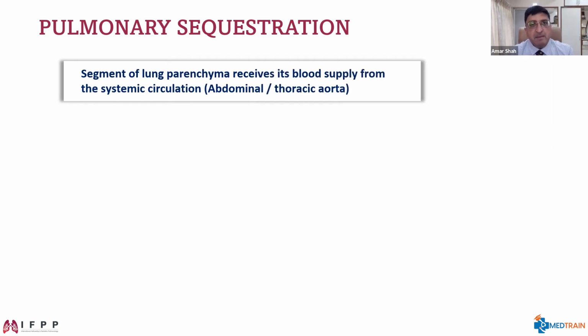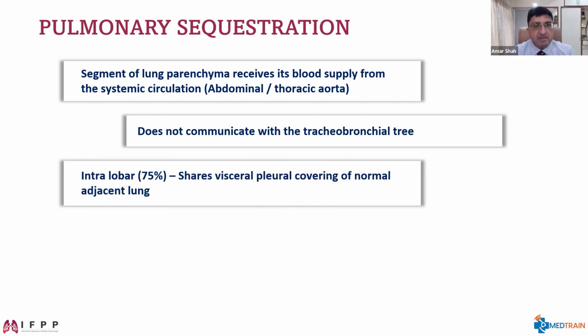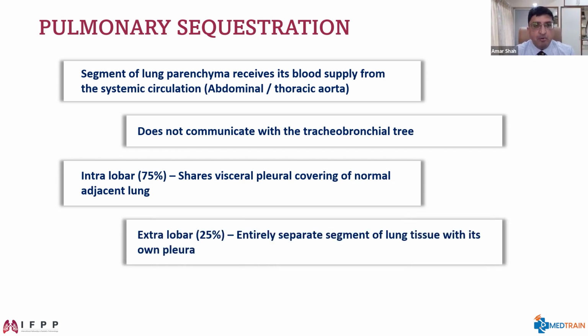Now here, a segment of the lung parenchyma receives its blood supply from the systemic circulation, which can be either from the abdominal or the thoracic aorta. The sequestered lung does not communicate with the normal tracheobronchial tree. It can be of two types, that is intralobar, which is seen in 75% of the cases, where it shares the visceral pleural covering of the normal adjacent lung, or it can be extralobar, which is the remaining 25%, where the entire sequestered segment is separate from the normal lung tissue and it has its own pleura.